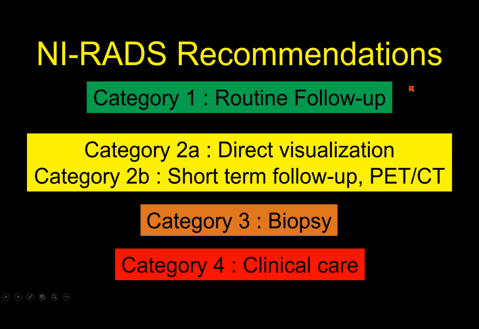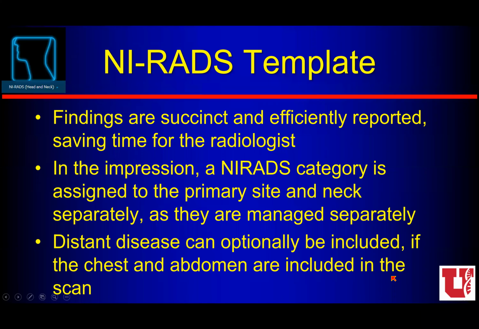So we have staging and we have recommendations that are all based on this green, yellow, orange, red system that we have there. Now we also have a template. We mentioned verbiage and the words that we use. So if you think about a templated report, if you're in the structured reporting world, we try to think about that, and we have one with the NI-RADS system. So we try to make the findings succinct and efficiently reported, saving time for the radiologist, and in the impression, we give one staging for the primary site and one for the neck, for lymph nodes. So we're going to have those 1, 2, 3, 4 staging for the primary site, and we're going to have 1, 2, 3, 4 staging for the neck nodes.